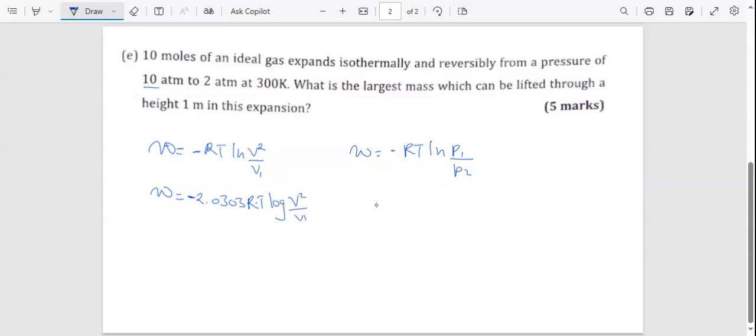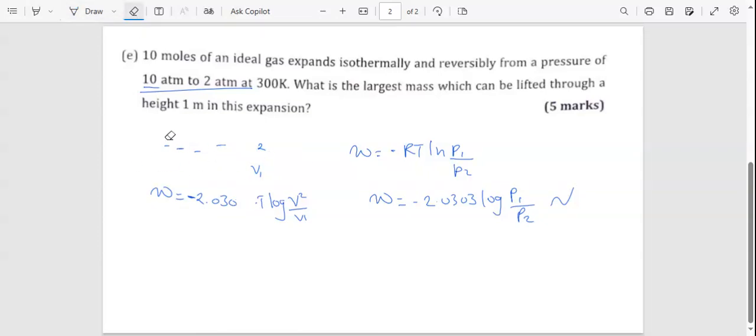But for pressure, again, you can say work is equal to negative 2.303 RT log of P1 over pressure 2. Now that it was changing in pressure, we'll go direct and use this one. So I hope that is clear. We just want to find the work.